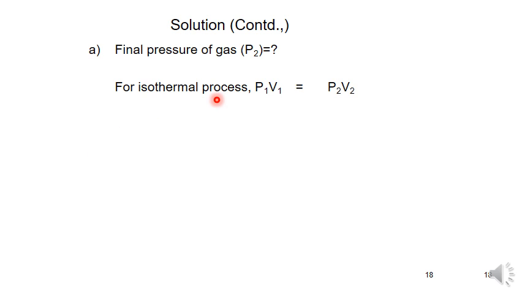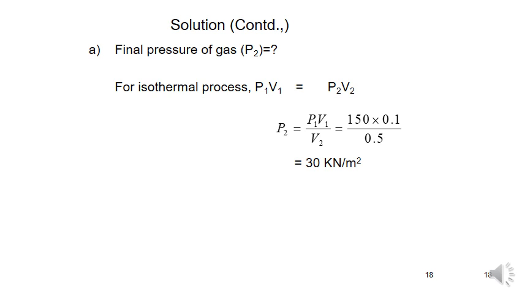Next, final pressure P2, how will you get the final pressure? For an isothermal process we know that P1 V1 is equal to P2 V2. In the problem they gave the P1 value, V1 value and V2 value, so we want only the P2 value. Bring V2 to the left side and it comes to the denominator. So P2 is equal to P1 V1 divided by V2. P1 150, V1 0.1 and V2 0.5. So we will get 30 kilonewton per meter square. So the final pressure is 30 kilonewton per meter square.